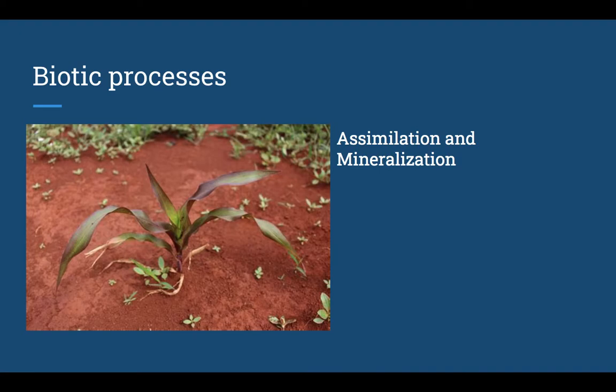So it moves around through both biotic processes, meaning processes that happen in living things, and abiotic processes, processes that happen outside of living things. The biotic processes are pretty simple. It's assimilation and mineralization. Organisms, particularly plants, absorb phosphorus through their roots, and that phosphorus then gets transferred to other living things. So when you eat, you are getting the phosphorus and those nutrients that are coming from organisms that you eat.